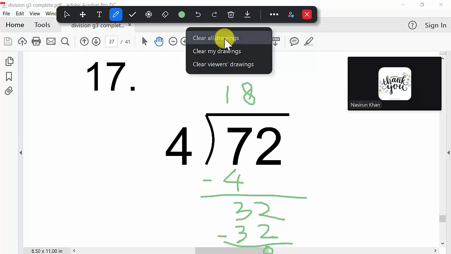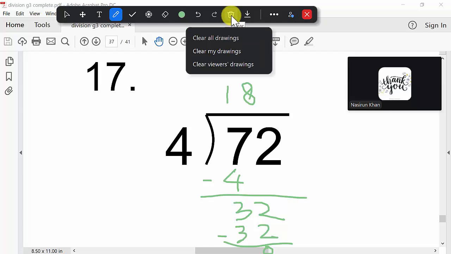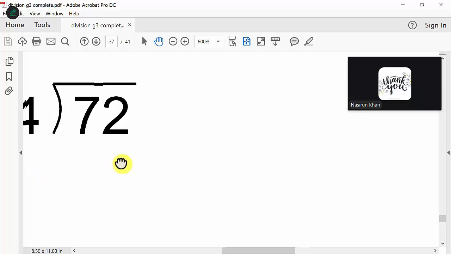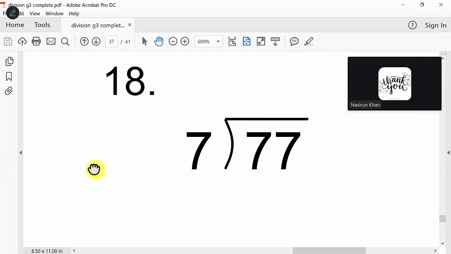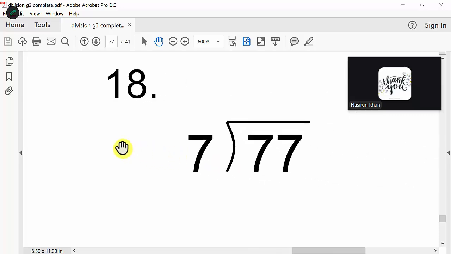Let's go to the next. We can always check the result. 18 times 4, right? So 4 times 10 here is 40, and 4 times 8 is 32. 40 plus 32 is 72. So that's correct. Okay, let's do another number. This one is number 18.